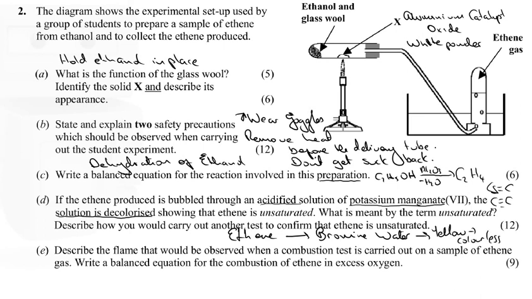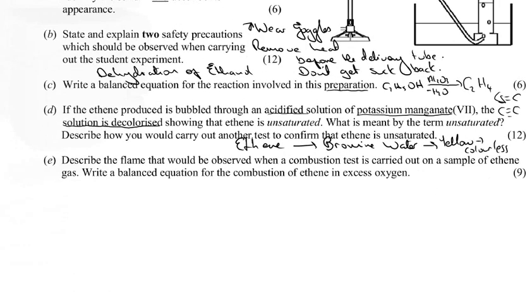Okay, and that's the only other one we have. So therefore, there are two decolorization experiments. Bubble ethene through acidified potassium permanganate, goes from purple to colourless. Bubble ethene through bromine water, it goes from yellow to colourless. And both of them are proof that the ethene molecule is unsaturated. Okay, so the last question, part E.